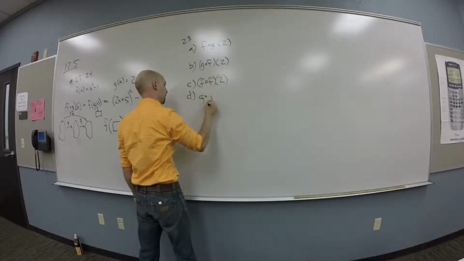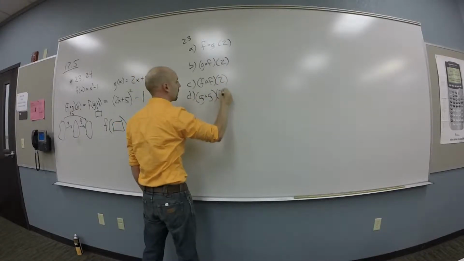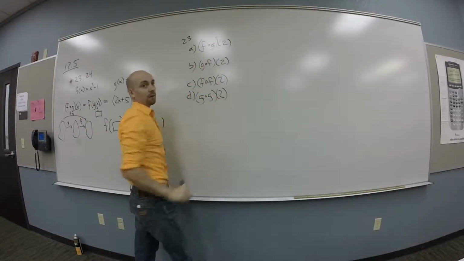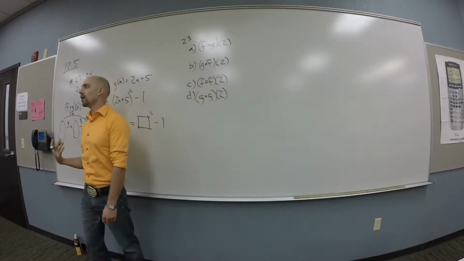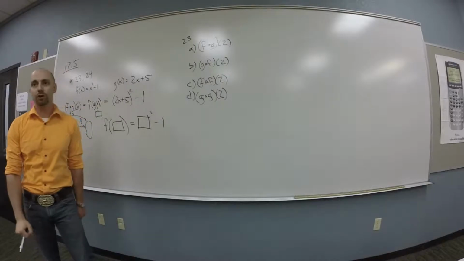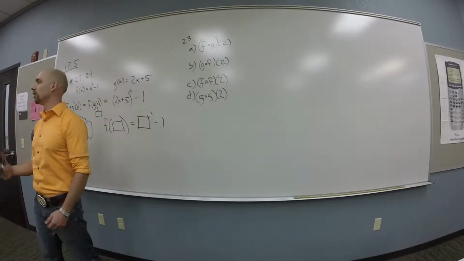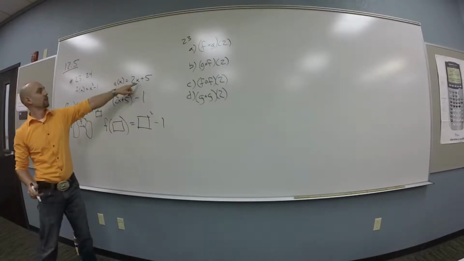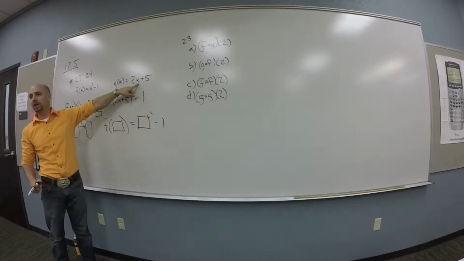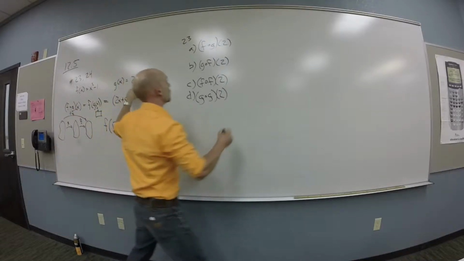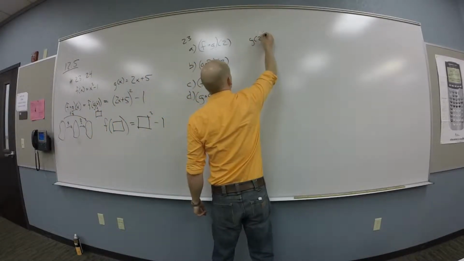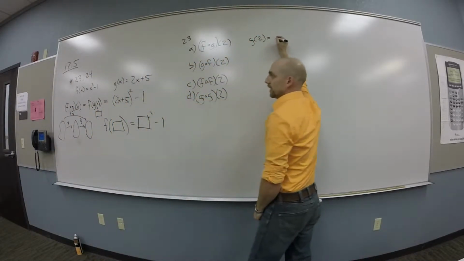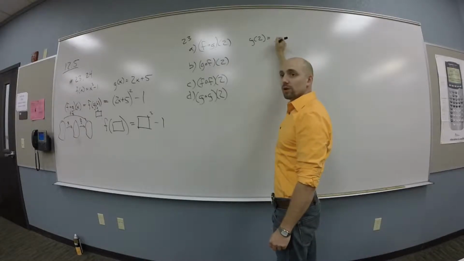f of g and g of f. All right. Okay, so if I want to calculate f of g of 2, what's that saying I should do to 2 first? Plug it into g. Okay, so what's the output when I get g of 2? 2x plus 5.